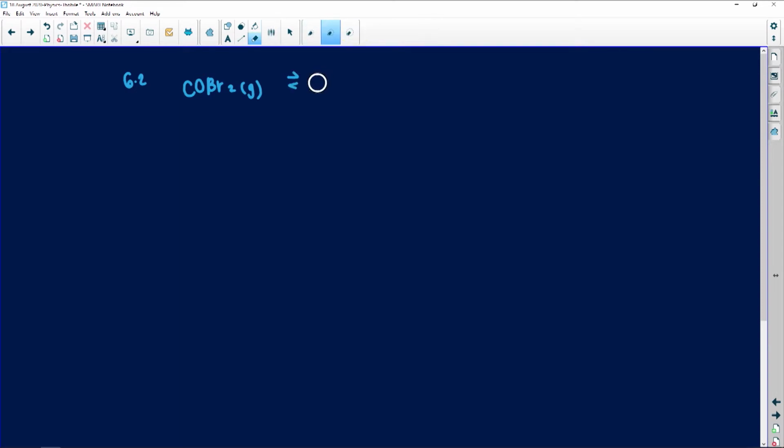So then I have CO here, which is also a gas, plus I've got Br2, which is then also a gas. Now they've told me that the volume is 2 cubic decimeter. I actually like writing it here so that I know. My Kc was also given, which was 0.19. That was also given. Now some information.